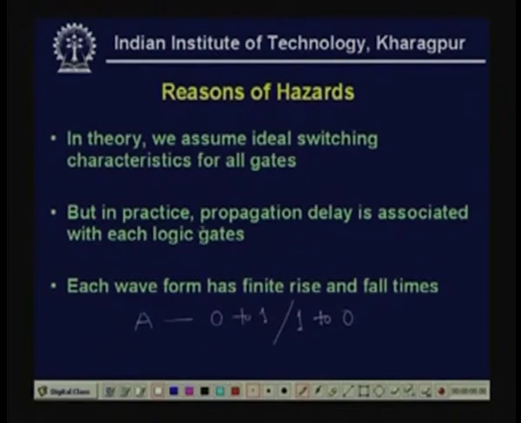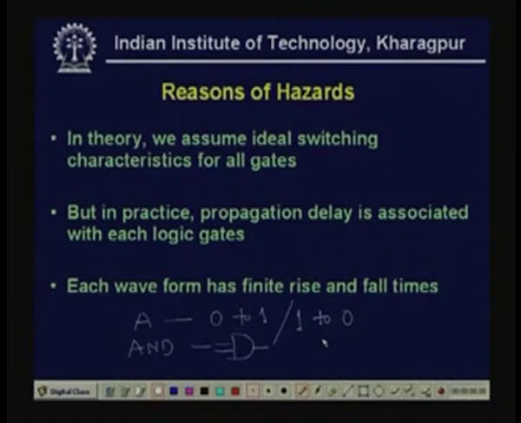But in practice, propagation delay is associated with each logic gate. Say this is an AND gate, a simple case of a 2 input AND gate, or this can be a dot operation.